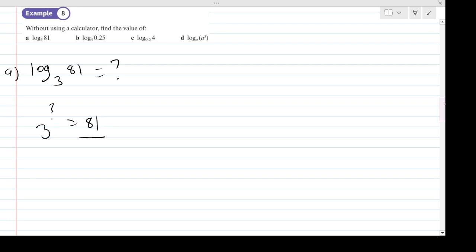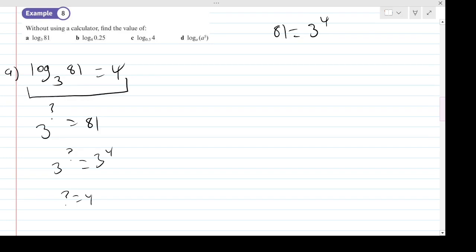Well, actually, I notice 81 is a power of 3, right? 81 is 3 to the 4, I believe. Yes. So 3 to the power of question mark is 3 to the 4. Well, then our question mark is 4, so that means it has to be 4. Okay. So that is basically what the logarithm is saying, right? As a repeat, it tells me what power it must be. What power is the question mark? That's what that's telling me there.